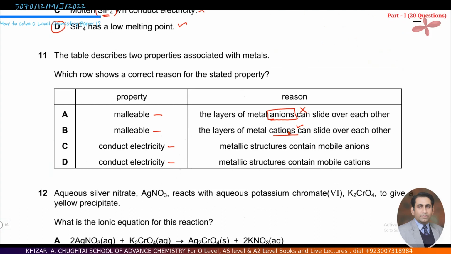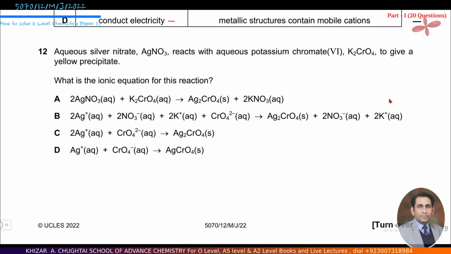Yes, it is true. Malleability is the property of a metal when it is hammered. The layers of the metal cations can slide over each other. Yes, it is true. So B is the correct option. It's a simple, straightforward question. Just knowing the definition of malleability, you can tick the answer.